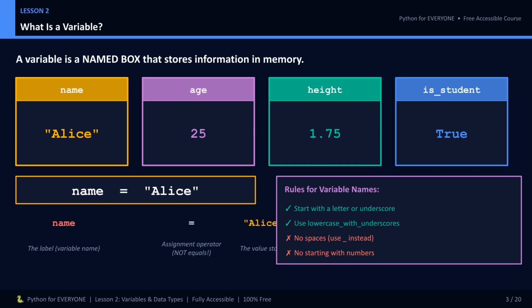A variable is simply a named box that stores information in memory, like name storing Alice. The equal sign is the assignment operator, not an equation. Remember the rules for naming variables. Start with a letter or underscore, and use lowercase with underscores.